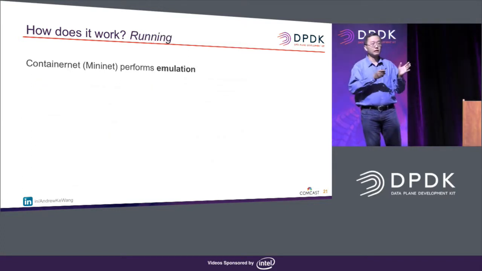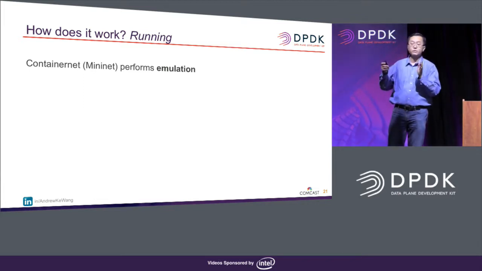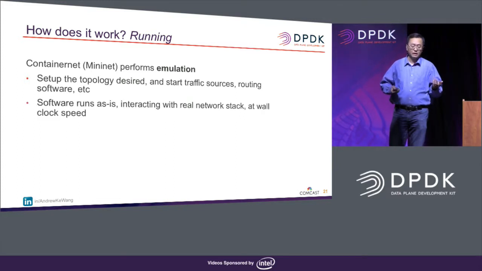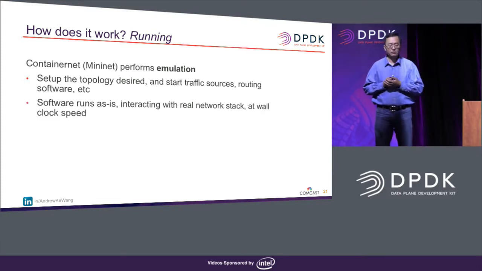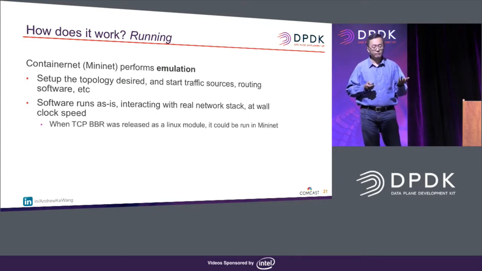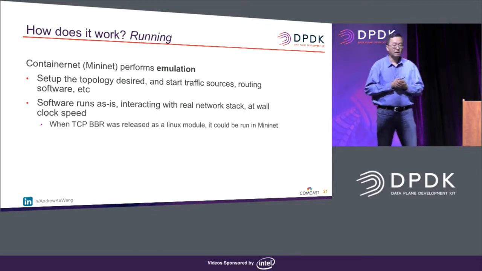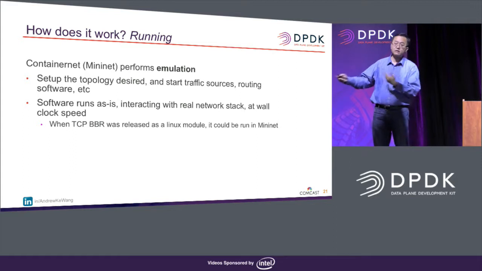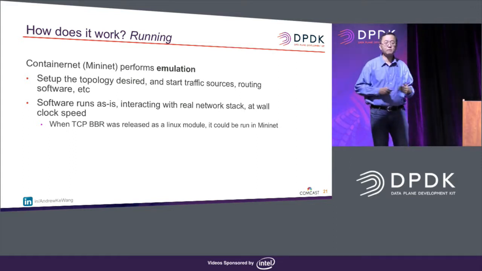That's Mininet, as we said, performance emulation, and that's how we set up the network. We can start traffic sources, routing software, and any software that we write, because of emulation, it will execute as is, interacting with the real network stack at wall clock speed. So of course, it has its advantage, like when TCP BBR was released as a Linux module, I think, it could be run on Mininet. You didn't have to wait for the port to any simulator. You could just run directly on Mininet.